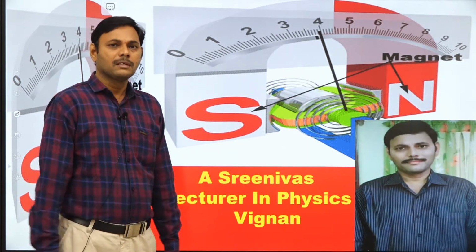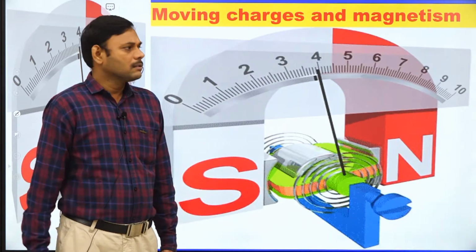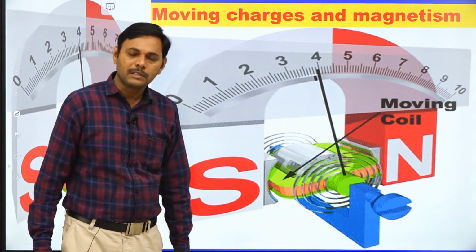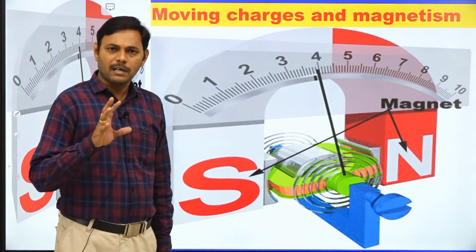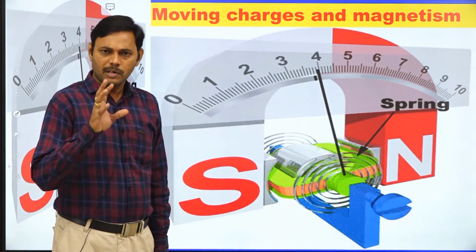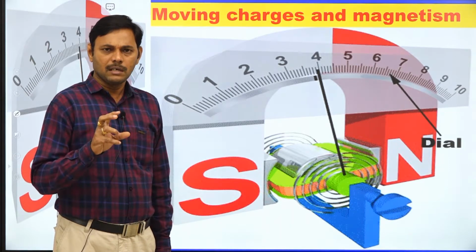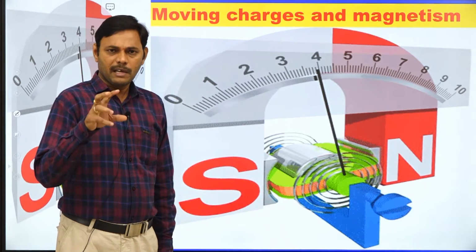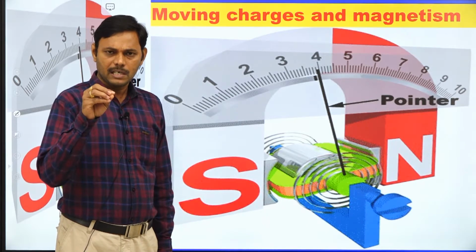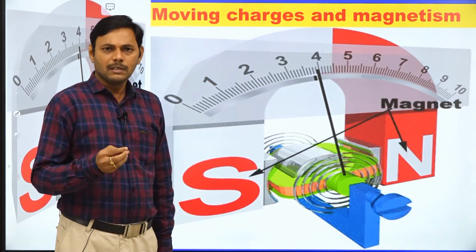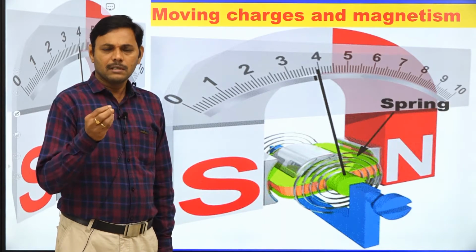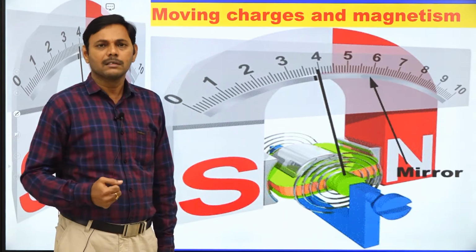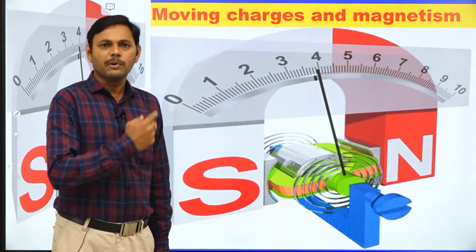Students, in this session, we are discussing the moving charges and magnetism chapter. Moving charges and magnetism is a very important chapter, especially from the objective point of view. In recent JEE Main exams, that is in the 2020 September JEE Main exams, out of 25 questions, in some papers 2-3 questions were given. That's why it is the most important chapter.